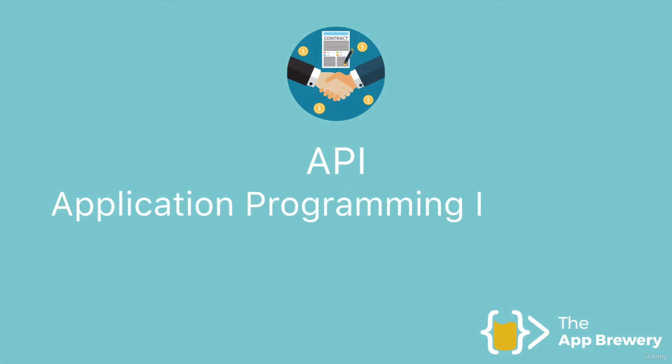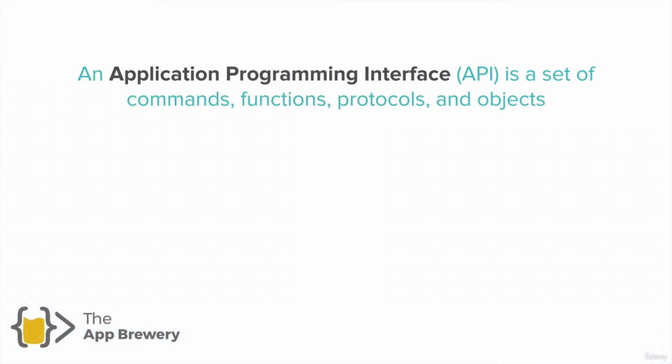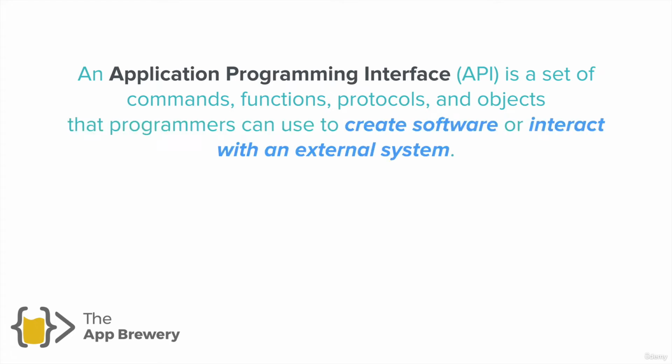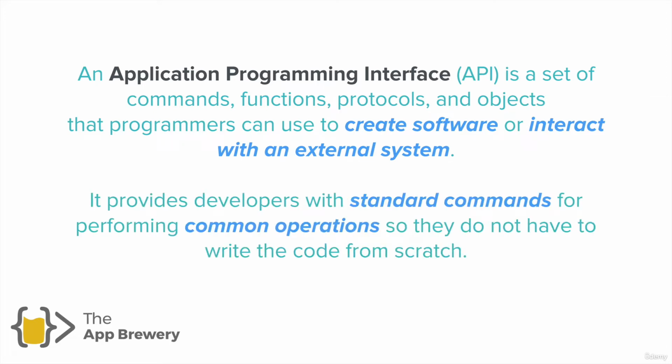Firstly, what is an API? Well, it stands for Application Programming Interface. And the official definition is that you can consider it as a set of commands, functions, protocols, and objects. APIs can be used to create software or to interact with an external system. And the beauty of an API is that it provides developers with standard commands for performing common operations, so they don't have to write the code from scratch.